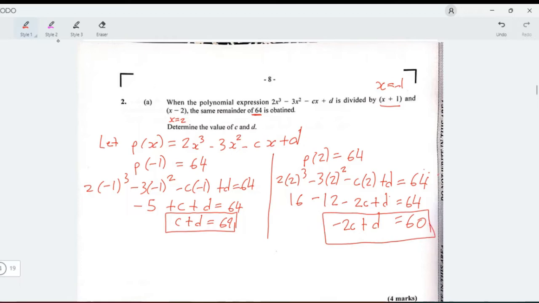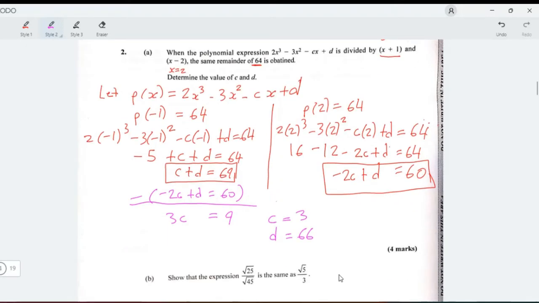Now, I'm really not in the mood to multiply through by anything, so I'm just going to subtract them. So this is minus 2c plus d equals 60. If I subtract them, I get c minus minus 2c is 3c. 69 minus 60 is 9. So c is equal to 3. Once I get c is equal to 3, then obviously d must be 66, because 3 plus 66 is 69. That's it. Easy.